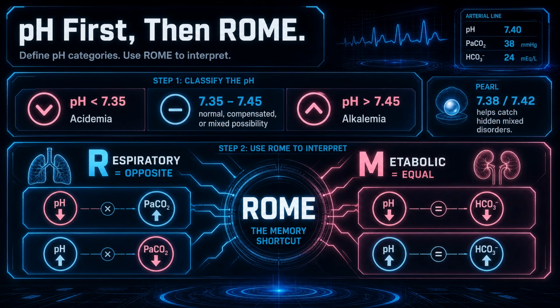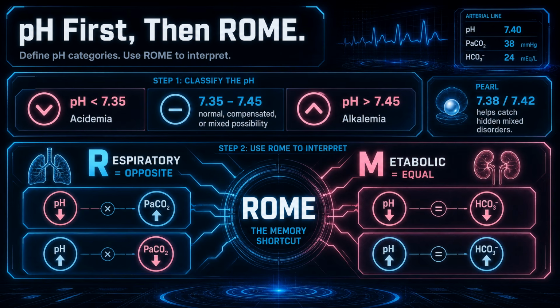Now name the pH. pH below 7.35 is acidemia. pH above 7.45 is alkalemia. A pH between 7.35 and 7.45 is normal, compensated, or suspicious for a mixed disorder. The official thresholds are 7.35 and 7.45. The 7.38 and 7.42 Pearl is only a warning system to make you look harder when other values are abnormal.